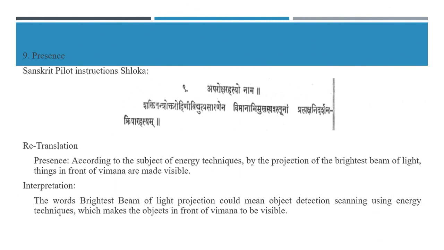So here is another interesting sloka, completely related to our topic today, Jatayu and Ravana's fight. It presents this sloka according to the subject of energy techniques: by projection of the brightest beam of light, things in front of the Vimana are made visible. So when Jatayu comes, there is a dome surrounding the Pushpaka Vimana. So how can they see if Jatayu is attacking from the right side or back side of the Vimana and all those. So there are many things like that. Means the word brightest beam of light could mean detection, scanning, also using energy techniques which make the objects in front of the Vimana visible. So like that they can see.